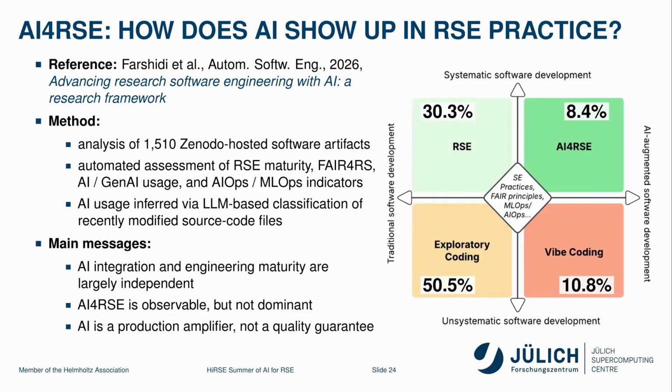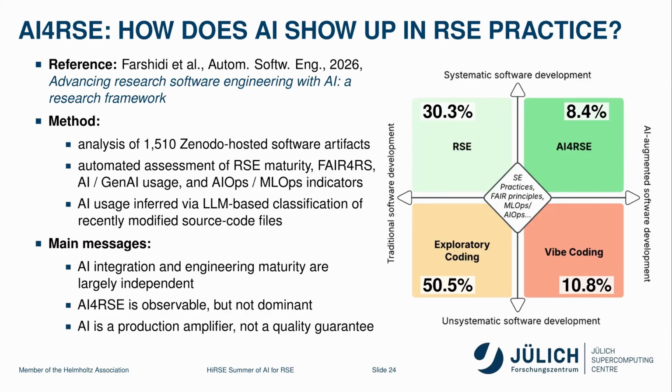And another interesting question is, how does AI show up in RSE practice? This is a paper published just earlier this year, Advancing Research Software Engineering with AI, a research framework. In this study, about 1,500 Zenodo-hosted software artifacts have been analyzed. There was an automated assessment of the RSE maturity on FAIR for RS, on the usage of AI or generative AI, and on AI Ops, ML Ops indicators.